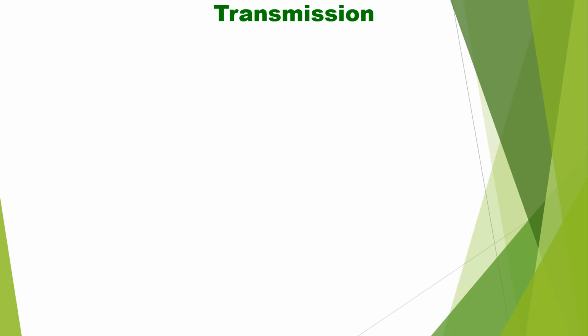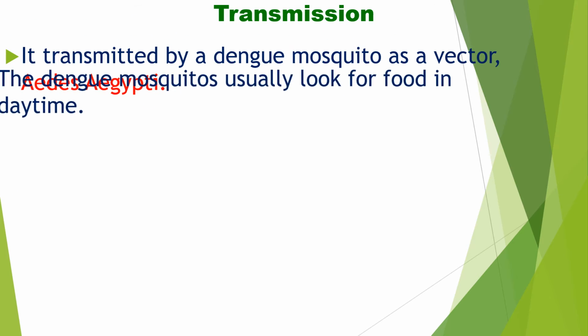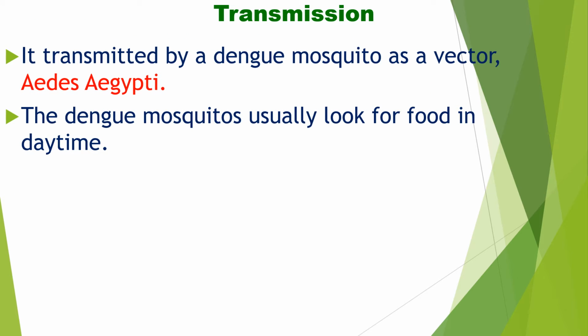Transmission. The transmission here is about via animal to human. It is transmitted by a dengue mosquito as a vector. When you say vector, the carrier, which is the Aedes aegypti. This is the name of the family of the mosquito who carry dengue virus. The dengue mosquitoes usually look for food in daytime, at around 4 a.m. to 6 a.m.